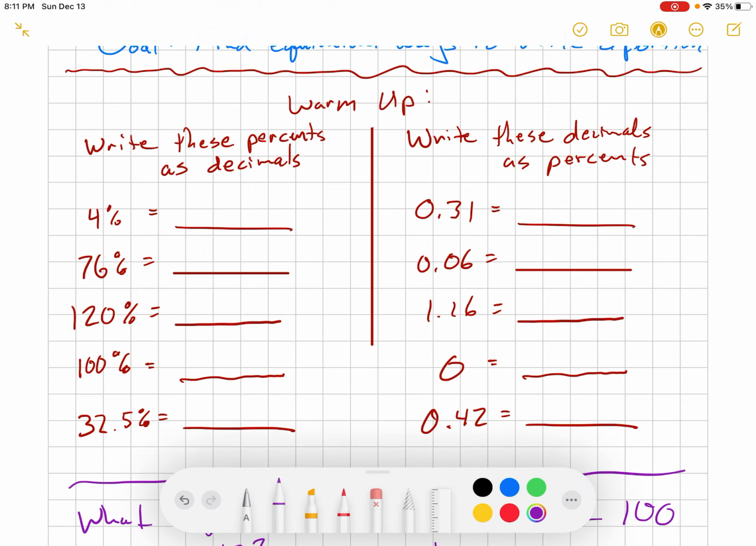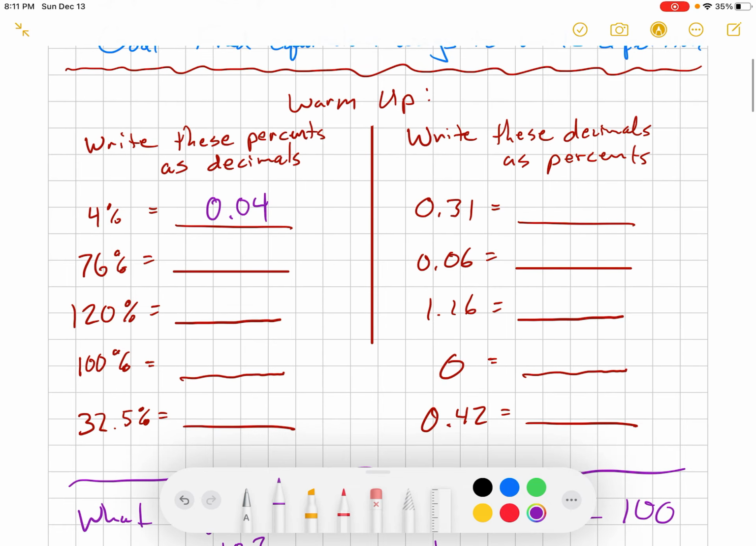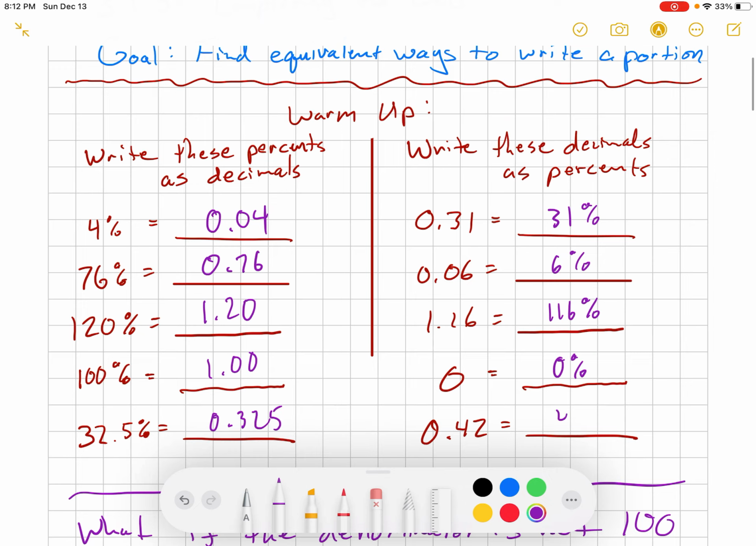All right, in here, when we write percents as decimals, since it's 4% or 4 per 100, this is 4 hundredths, so 0.04, 0.76, 1.20, 1.00, or 1, and then 0.325. Okay, and then on the right, writing these decimals as percents, that's 31% because it's 31 hundredths. Make sure you put the percent sign. This is 6%. This is 116%. This is 0%, and this is 42%.